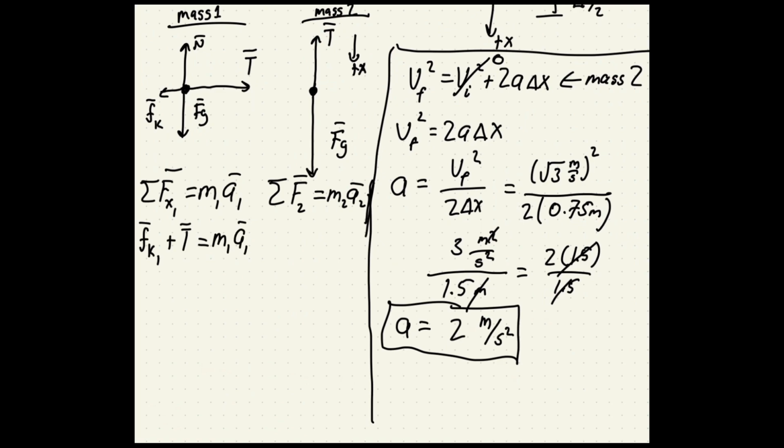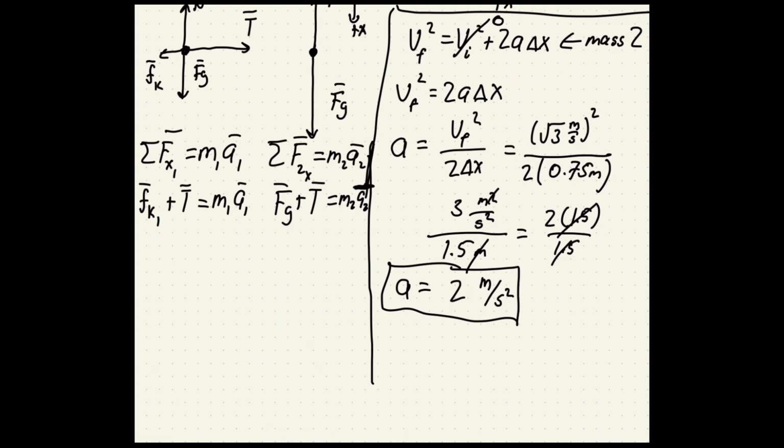For forces on object 2, in the x direction, we are going to have a force of gravity vector plus a tension vector. And that will give us m2 a2 vector. Sorry, that's kind of hard to see.